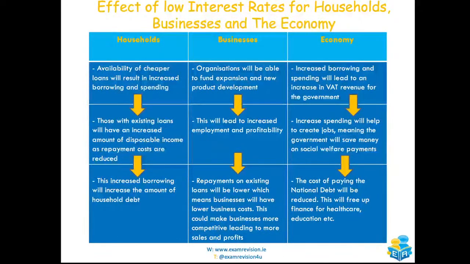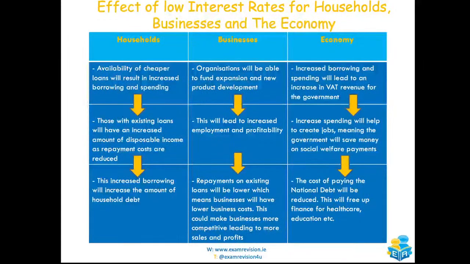Then looking at the economy, if we have increased borrowing and spending, this could lead to an increase in VAT revenue for the government. So if more people are taking out more loans and spending more money, that means that there's more value-added tax going back into the government's revenue, and that means then that they have more money to spend. So increased spending will help to create jobs, meaning the government will save money on social welfare payments, and also the cost of paying the national debt will be reduced, and this will free up finance for things like healthcare, education, etc.